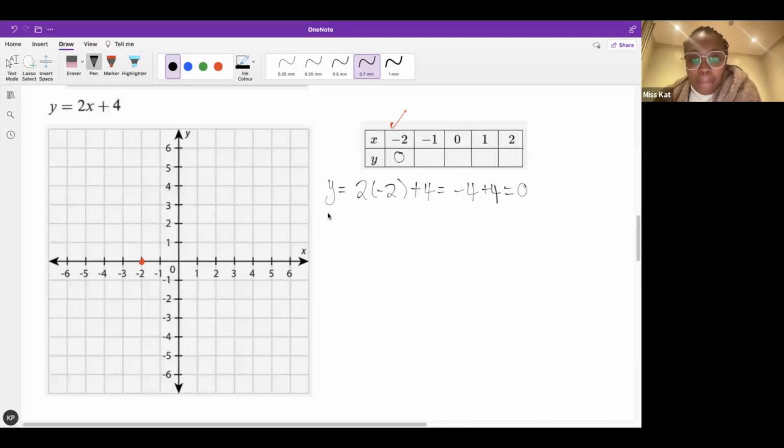Okay, so we use the formula that they gave us. We substitute where we see x, we put minus 1. So it's going to be 2 bracket minus 1 close bracket plus 4. Then after that, you say 2 times minus 1, which is minus 2, sorry. Then you say plus 4. Then you get your answer, which is 2. Beautiful.